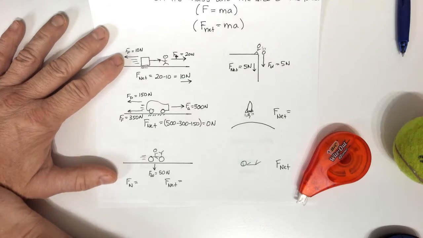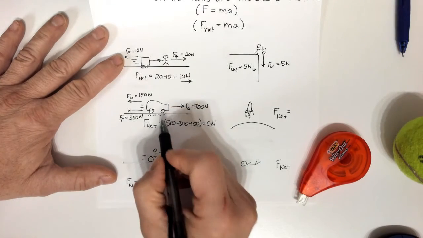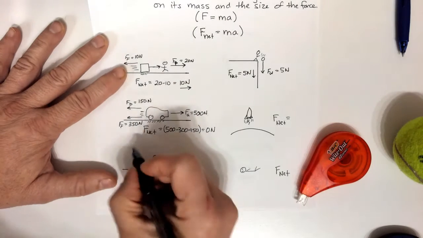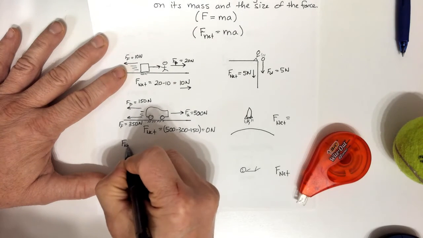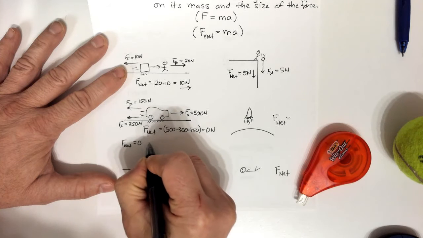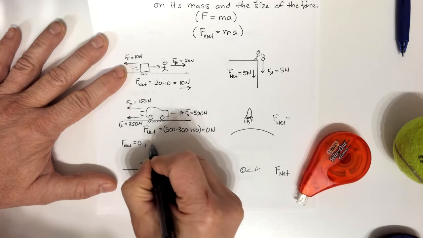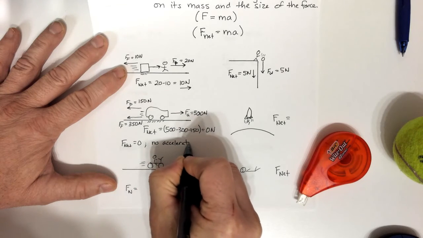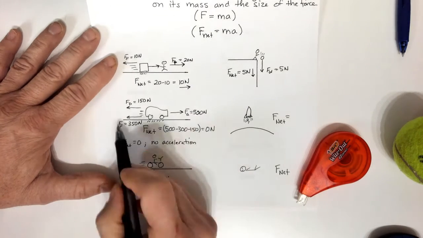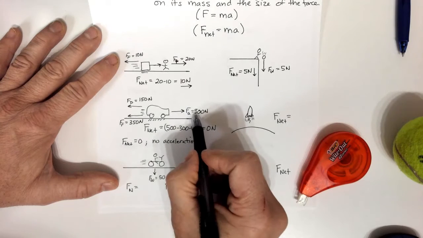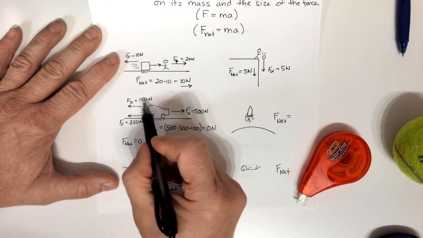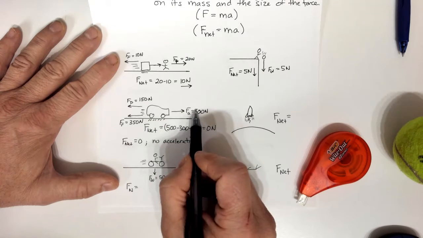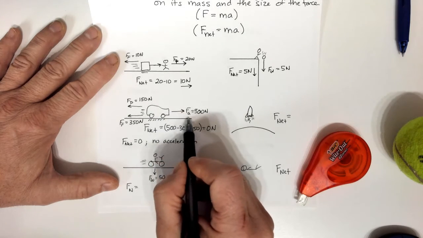So what does that mean? That means the object does not accelerate. If F net is 0, then that means there is no acceleration. It doesn't mean it's not moving, but on the highway, if you're going at constant speed and your engine is pushing, that means that whatever friction in the air and whatever friction there is on the road, they're canceling out your car, so you're just driving down the road at the same speed.